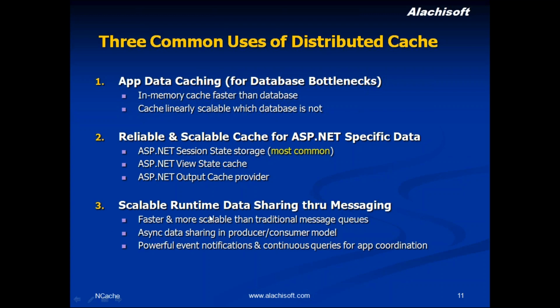Now, third important use case of NCache is that you could use it in a very reliable and scalable manner as a runtime data sharing platform with the help of our messaging support. Similar to MSMQ and Java messaging service, we also have a messaging platform. Since you already have data in the cache, for example, you have some product catalogs, a product gets added, updated, or removed from the cache, you want to get notified.